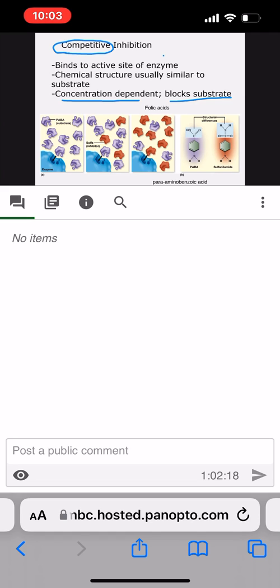So Anna came up with the answer: we don't make our own folic acid. Folic acid is provided to us in our diet, by the bacteria in our guts, or by foods that contain folic acid. That's why we don't have to make it, and why sulfanilamide doesn't affect us.